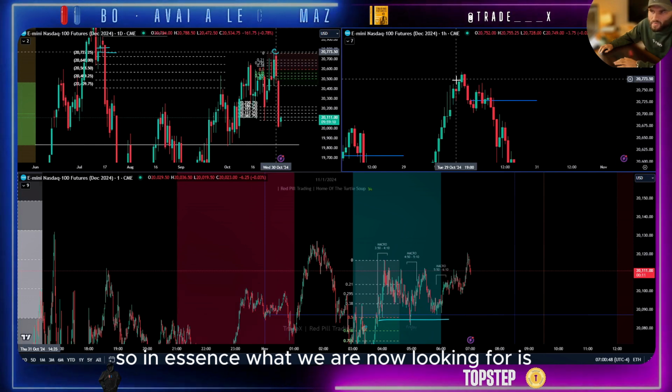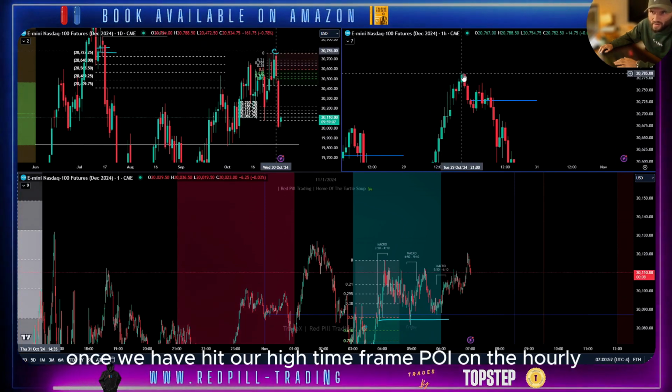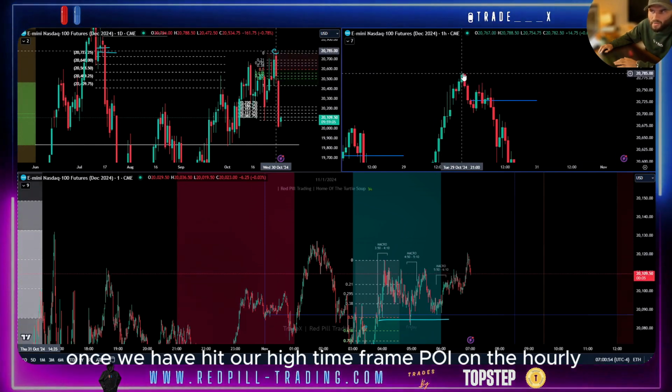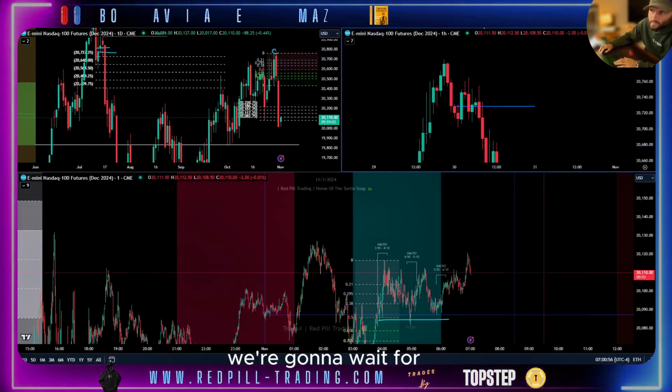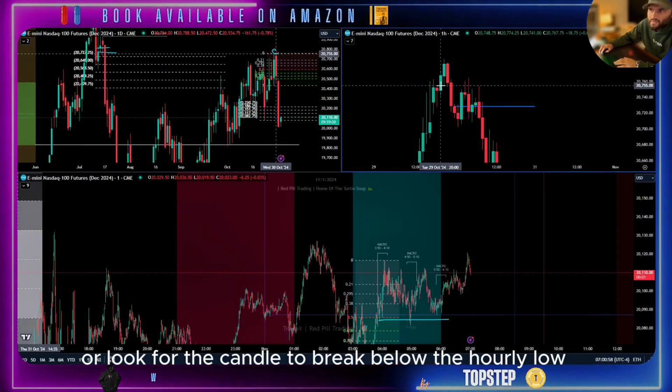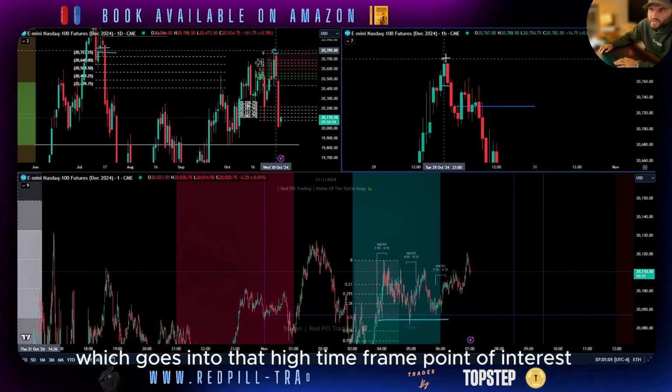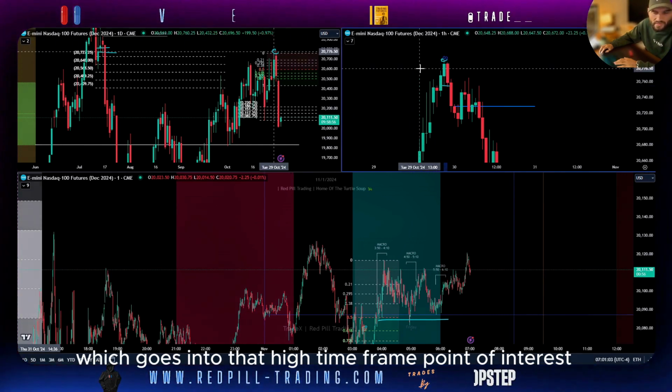So in essence, what we're now looking for is once we have hit our higher time frame POI on the hourly, we're going to wait for or look for the candle to break below the hourly low, which goes into that higher time frame point of interest.